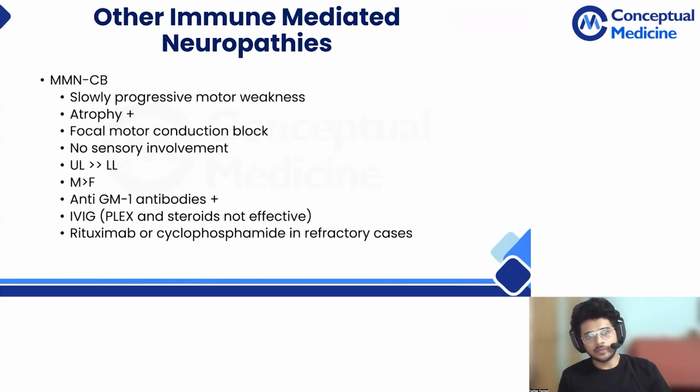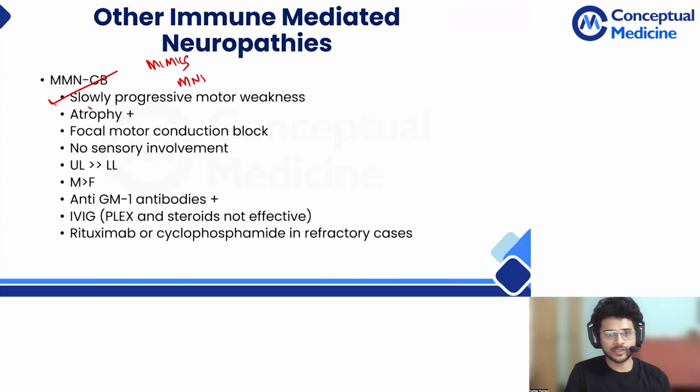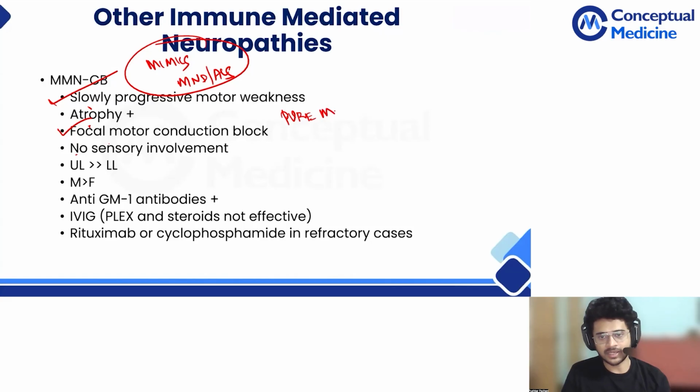Next is multifocal motor neuropathy with conduction block. This is a slowly progressive motor weakness and it mimics motor neuron disease or ALS. That is why it's so important to do a nerve conduction study for all your patients with ALS, to look for an MMNCB. Here they might have a focal motor conduction block, not much sensory involvement. It's usually pure motor, again the reason why we confuse it with ALS or MND.